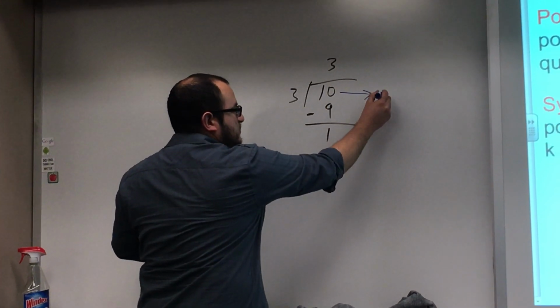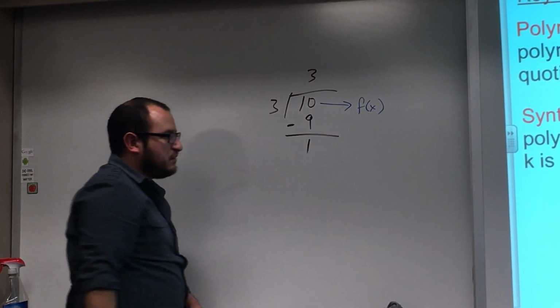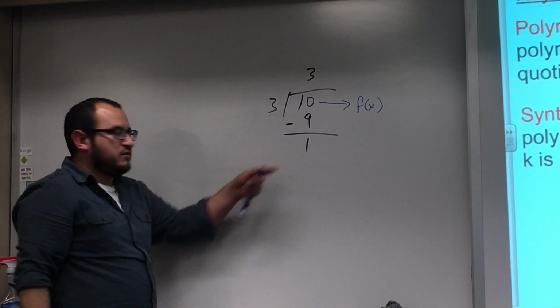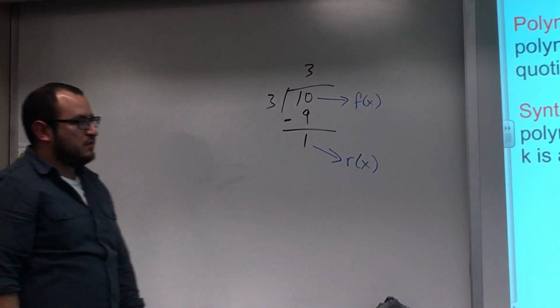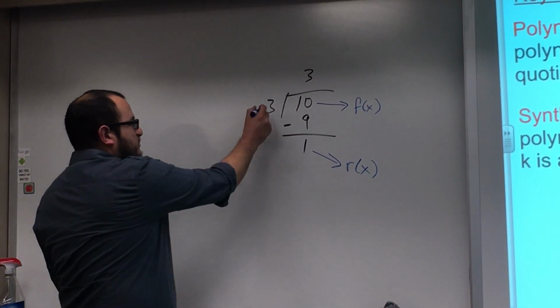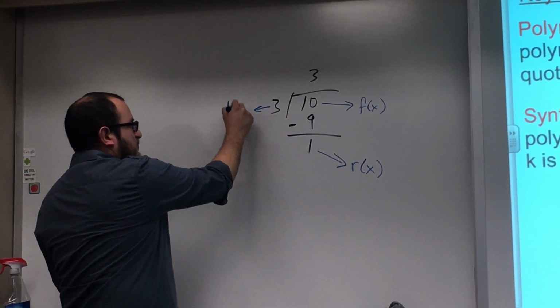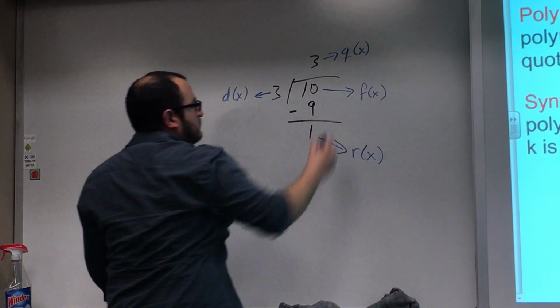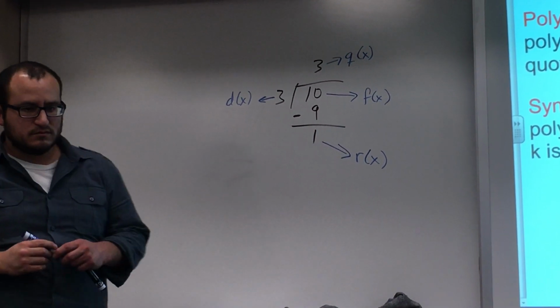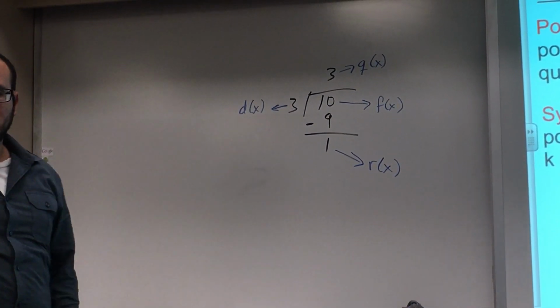This right here is known as your f of x. Okay. Whatever you get here is known as your remainder, r of x. Okay. D of x is what you're dividing. And then this is your q of x. So hopefully that helps out with the definition.